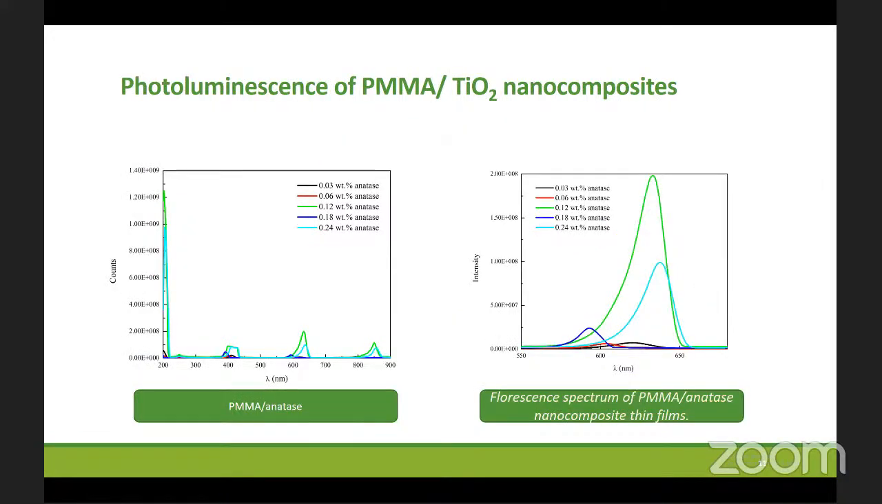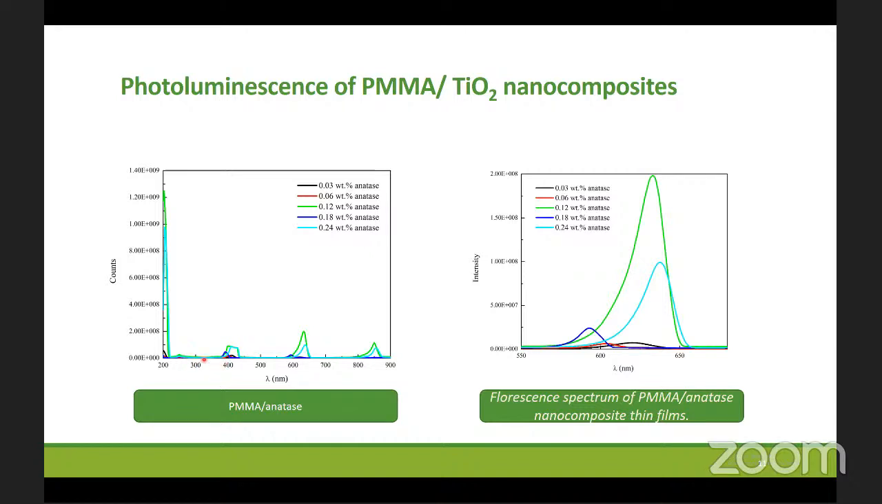The fluorescence of the PMMA anatase thin films was done at room temperature, exciting the thin film with a 200 nanometer wavelength, and the emission spectra are shown in this figure. There are 4 emission peaks observed at 202, 423, 632, and 815 nanometers. The emission is weak for the low concentration of titanium dioxide and increases with increasing weight percentage of anatase in the PMMA polymer.